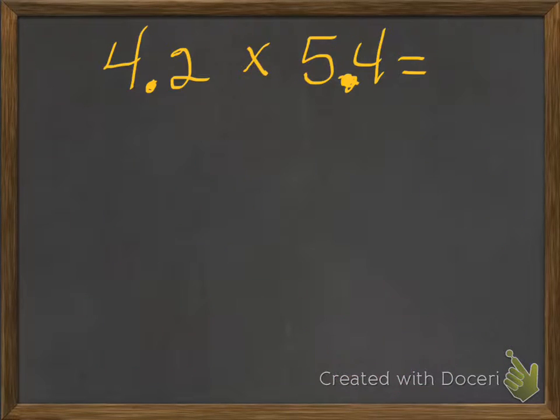All right, I think there's one more. Let's try this one. 4.2 times 5.4. This time, both numbers have decimal points, so pay attention to that when you're multiplying. We'll check it.